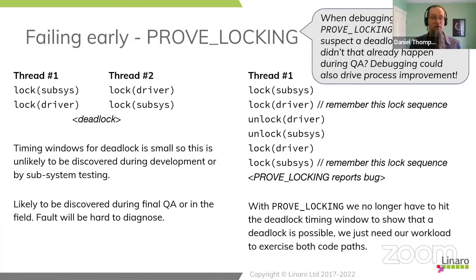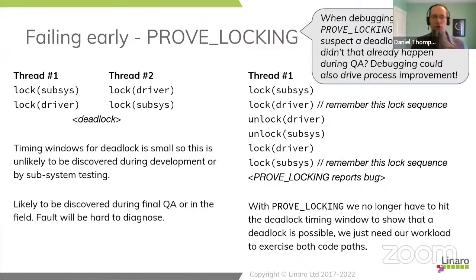Quite often the timing windows for these deadlocks is small. Instantly, you won't see them right next to each other. There's a big function stack between these actions. I'm just showing the locking sequences here. Timing window is very small, so it's unlikely you'll find this during simple development. You won't necessarily see these kind of deadlocks.